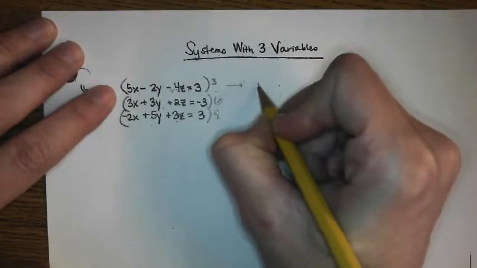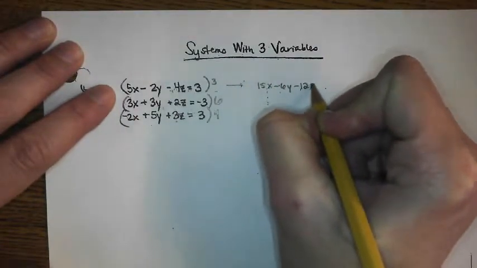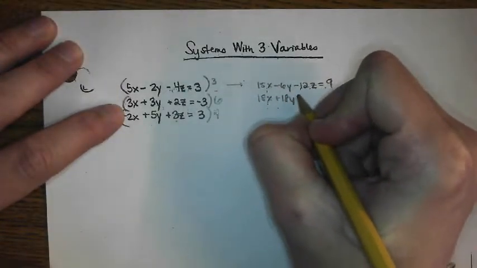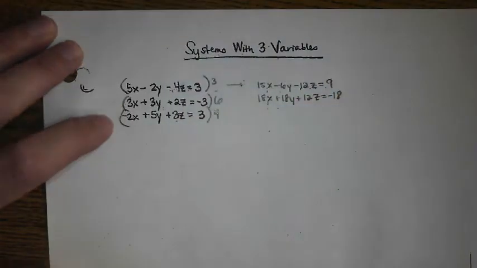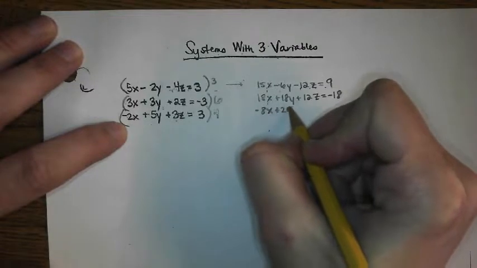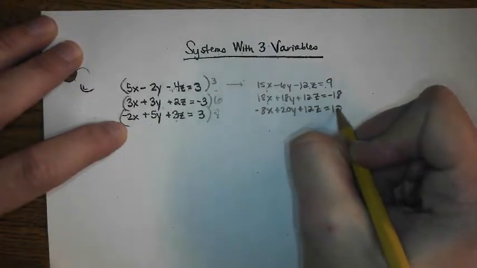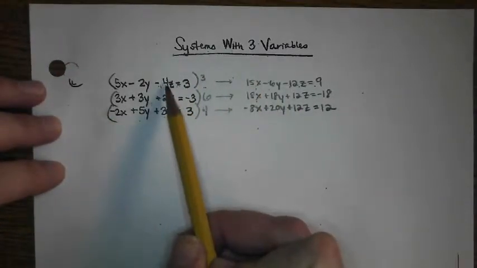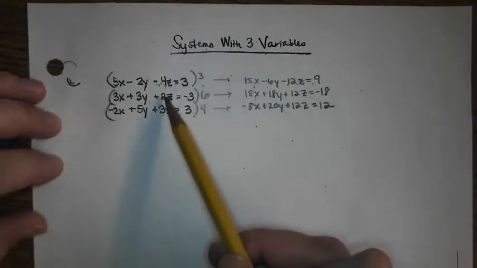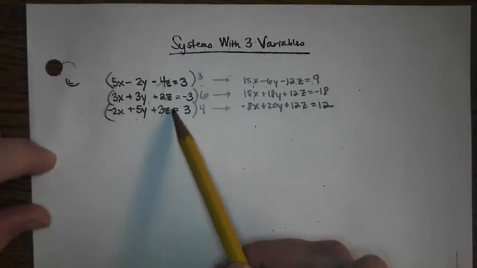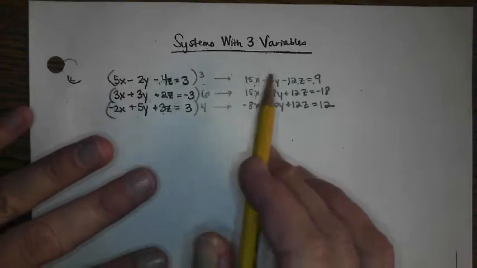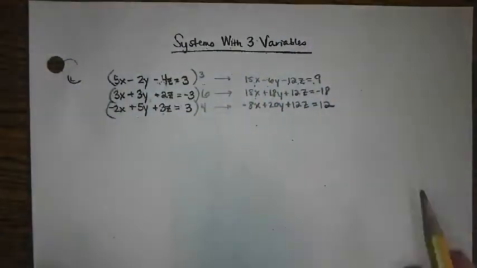So my first equation is 15x minus 6y minus 12z equals 9. Second equation, 18x plus 18y plus 12z equals negative 18. And then negative 8x plus 20y plus 12z equals 12. There are people that would just multiply the second one and get it to be 4 and 4, so it matched the top. But then they would again have to re-multiply the second and third, this one by 3, this one by 2, to make it 6 and 6. I think it's just easier to do them all at once, get them all to be the same number, and then you don't have different pockets of work. It's all now just this system.